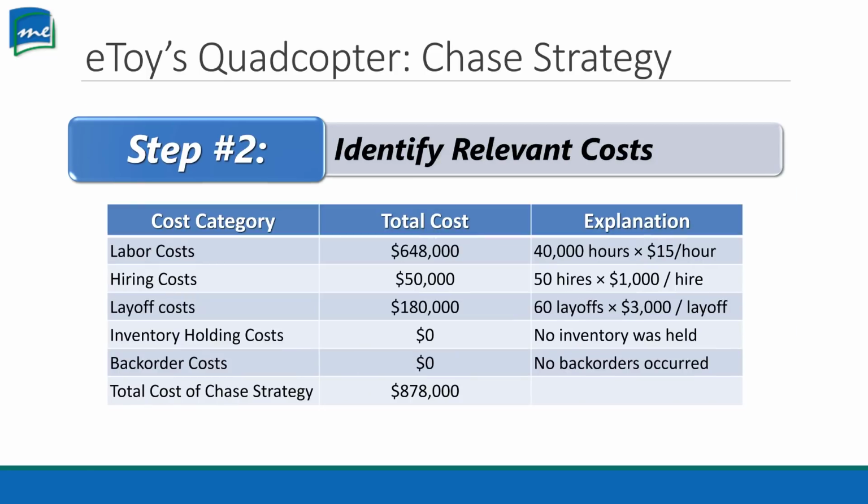So here's a summary of all our costs. Labor costs are going to cost $648,000. So that's 48,000 hours times $15 an hour. Hiring costs is $50,000: 50 hires times $1,000 a hire. Our layoff costs are $180,000. So we're going to lay off 60 people, and it's going to cost us $3,000 per person to do that. We're not holding any inventory, so it's zero. Back orders, no back orders, so it's zero. So total cost is $878,000.